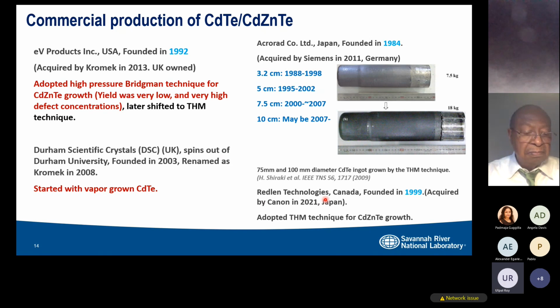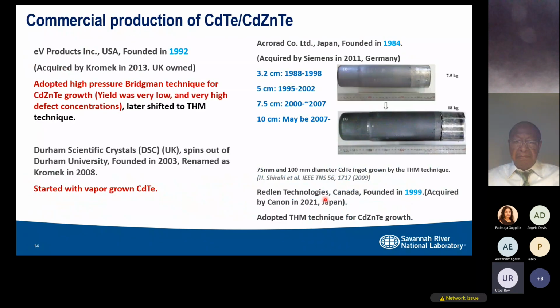Although the growth rate is very low, since this technique gives the highest quality detector grade cadmium zinc telluride material, everybody is going for the traveling heater method for production of cadmium zinc telluride or cadmium telluride.